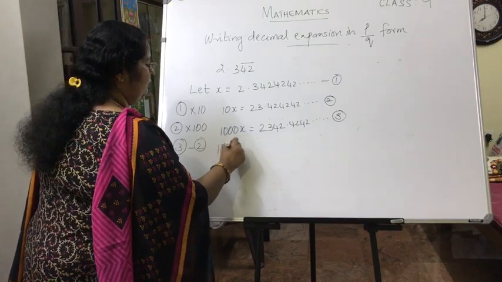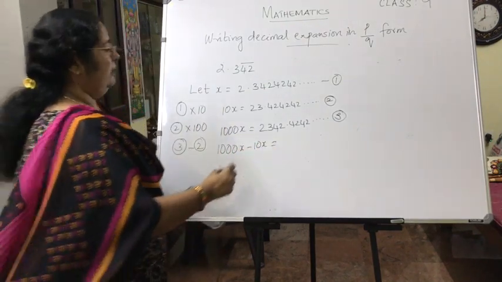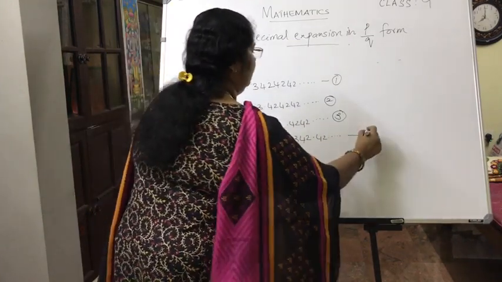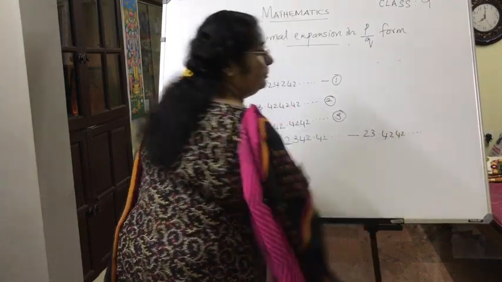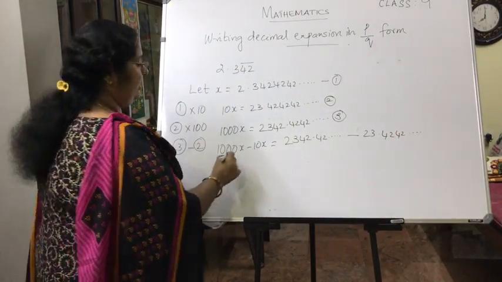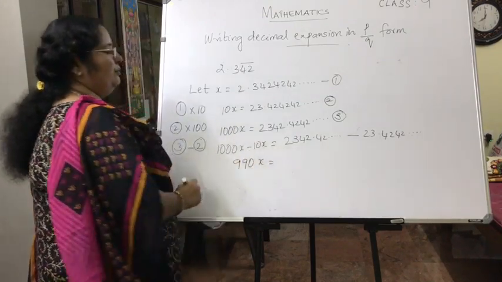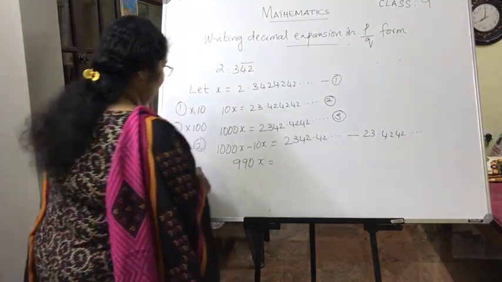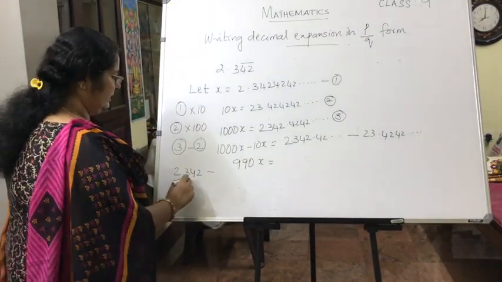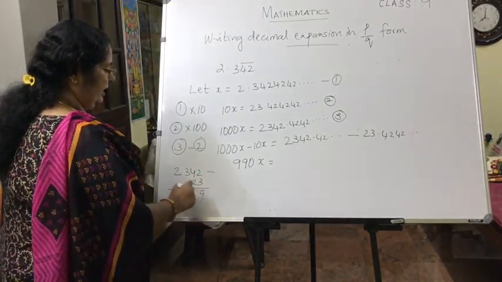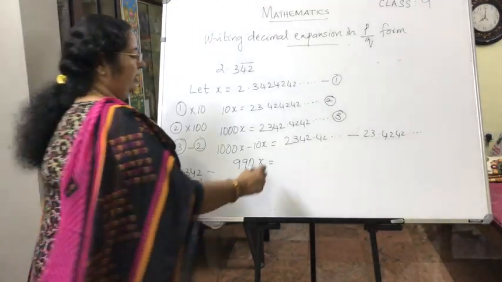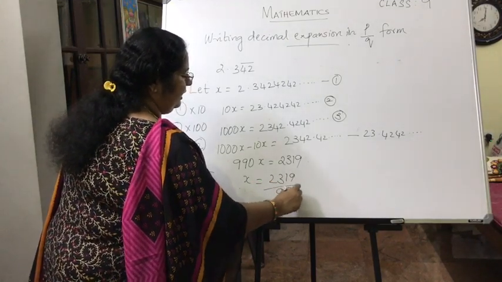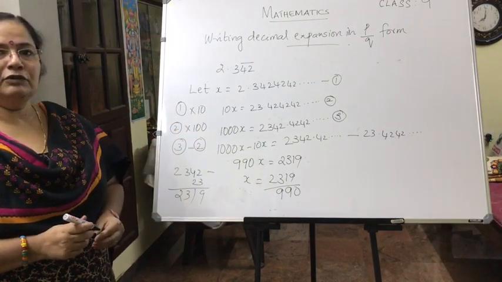You will have 1000x minus 10x will be equal to 2342.4242 minus 23.4242. 1000x minus 10x will be 990x equal to, the decimal part being the same, when you subtract it becomes 0. So what is remaining? 2342 minus 23. What are you getting? 12 minus 3 is 9, 3 minus 2 is 1. So 2319. So what is x? 2319 by 990.